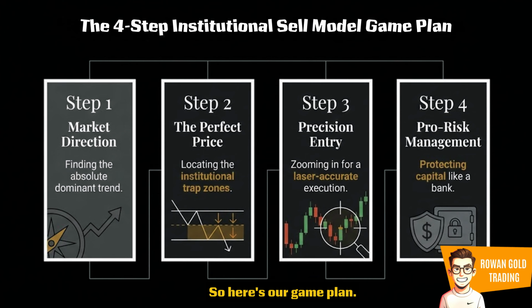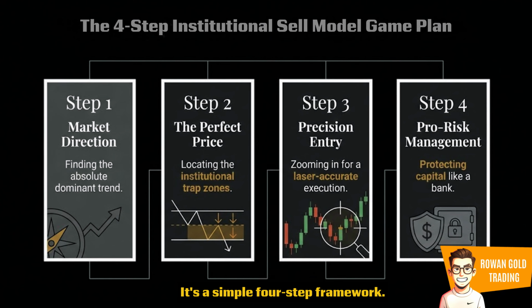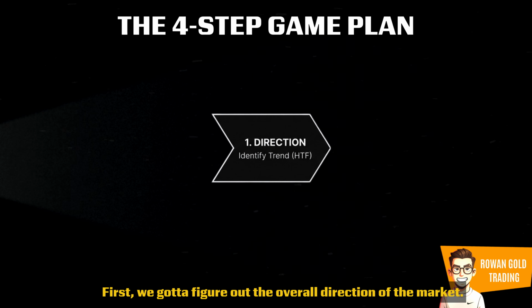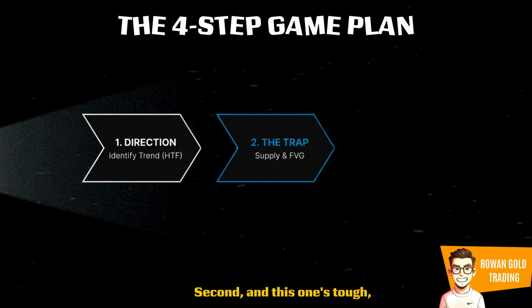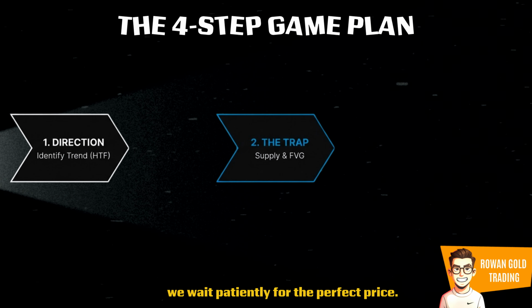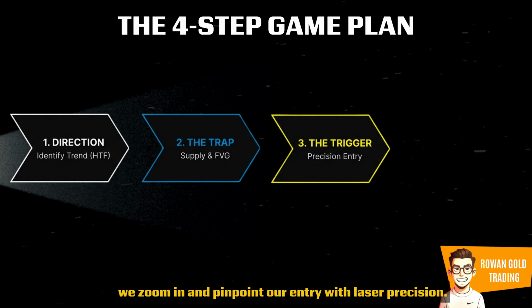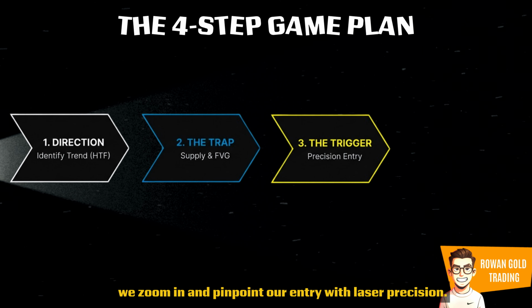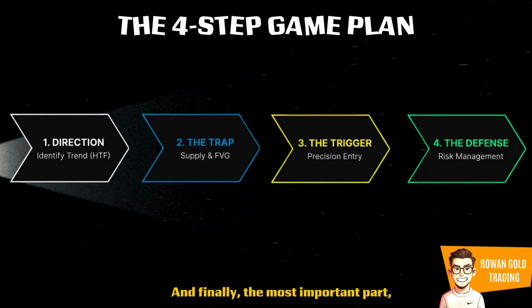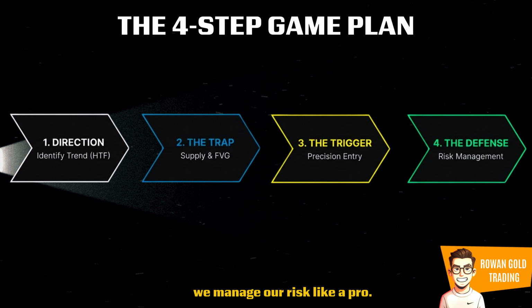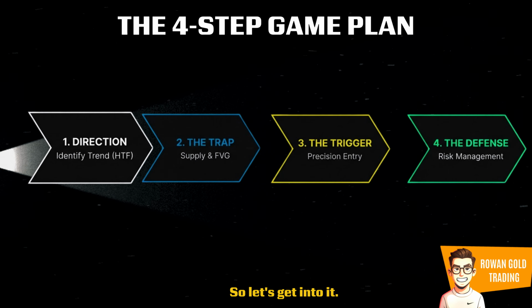So here's our game plan. It's a simple 4-step framework. First, we've got to figure out the overall direction of the market. Second, and this one's tough, we wait patiently for the perfect price. Third, we zoom in and pinpoint our entry with laser precision. And finally, the most important part, we manage our risk like a pro. So let's get into it.